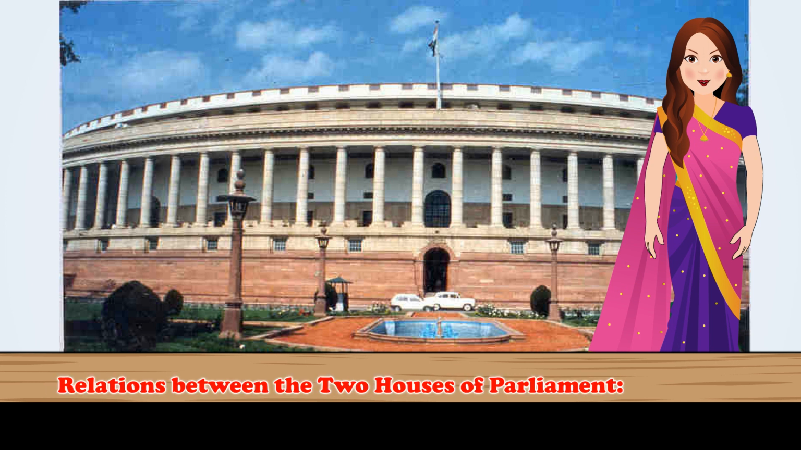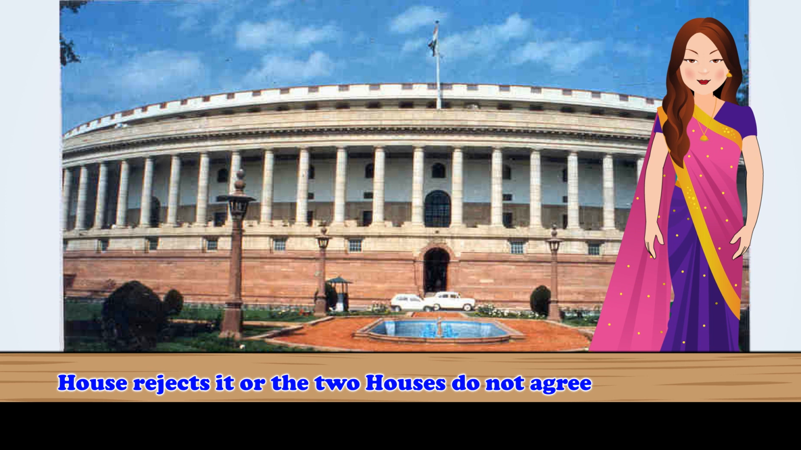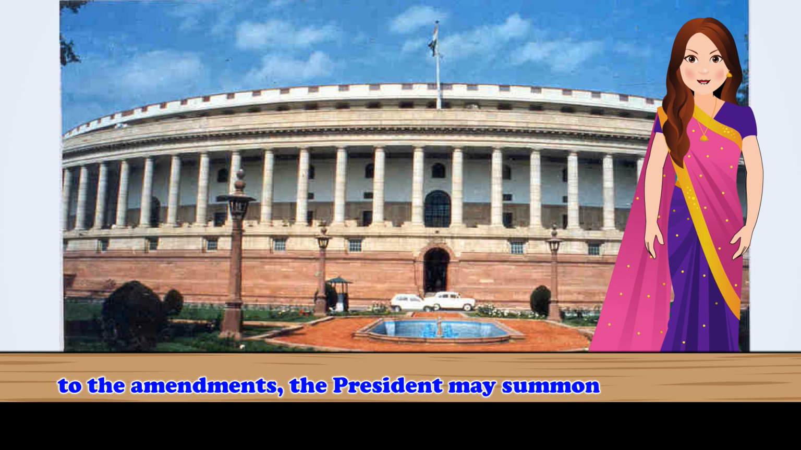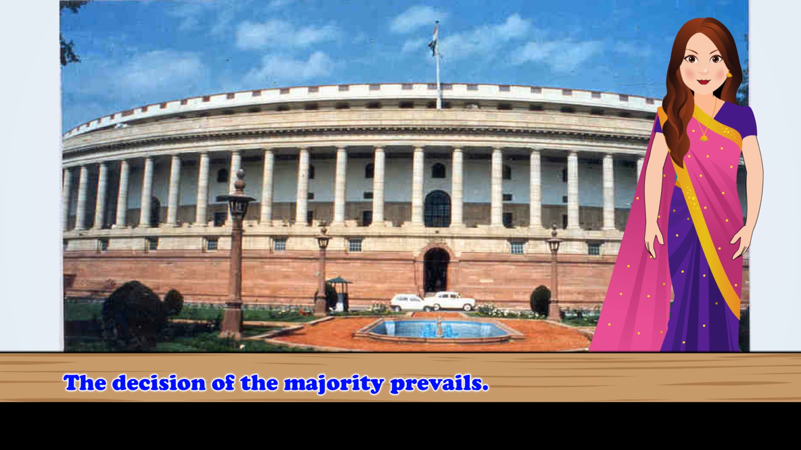Relations between the 2 houses of Parliament. If a non-money bill is passed by one house and the other house rejects it, or the 2 houses do not agree to the amendments, the President may summon a joint meeting of both houses to resolve the deadlock. The decision of the majority prevails.